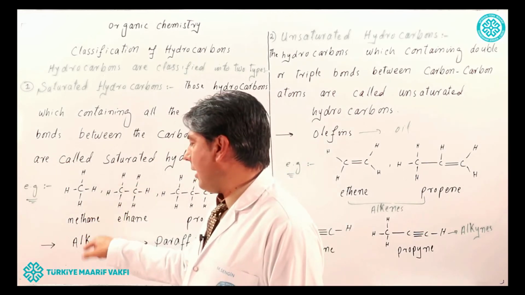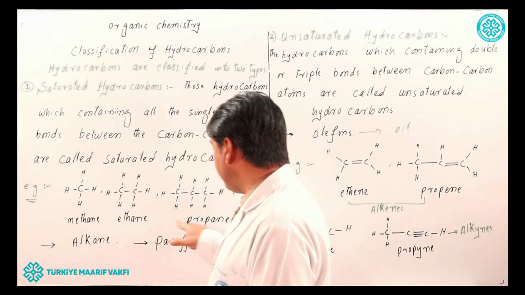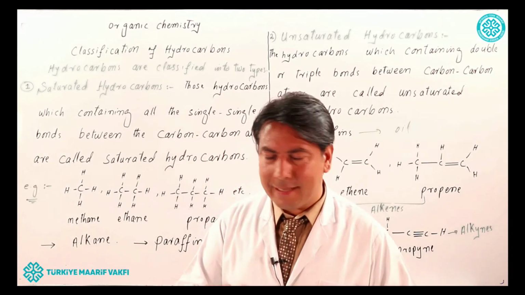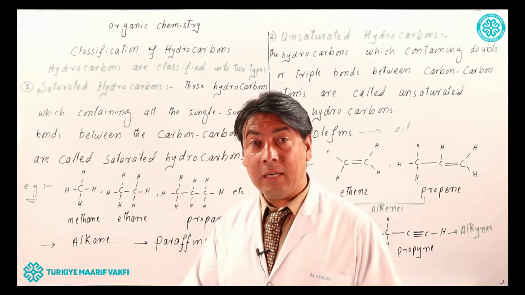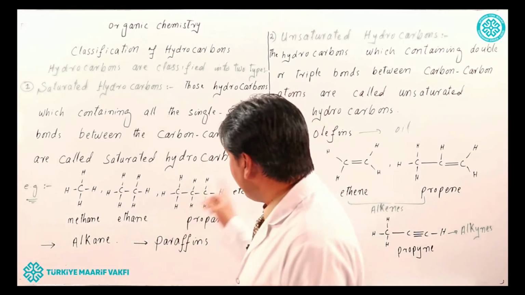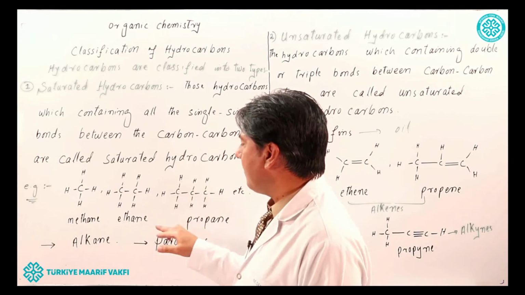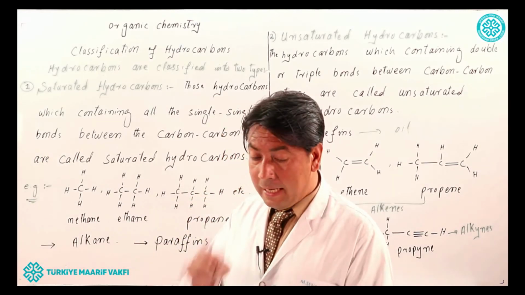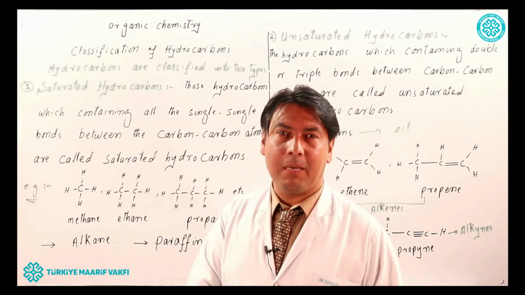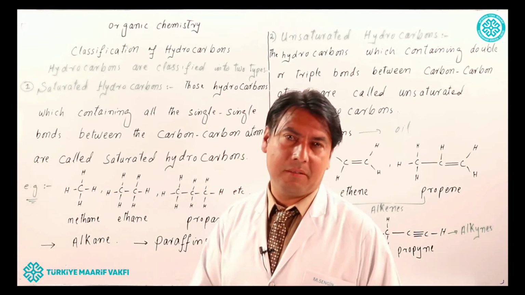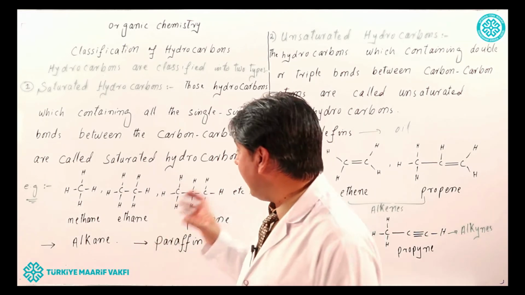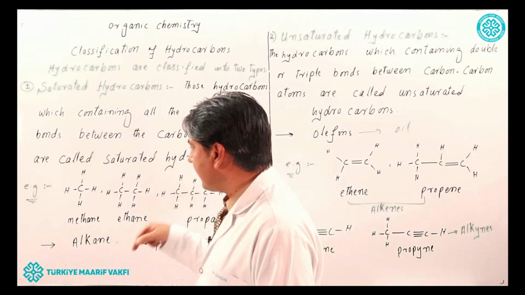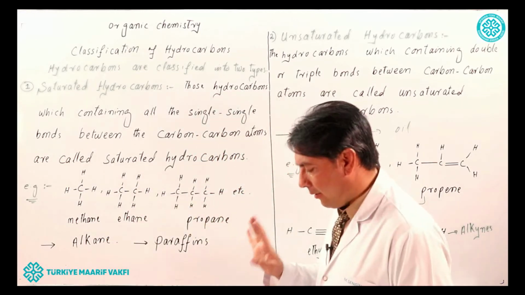So the first members of alkanes are methane, ethane, propane, butane, pentane, hexane, heptane, octane, nonane, etc. They are called saturated because all the bonds between carbon atoms are single. And each single bond is a sigma bond, and a sigma bond is a strong bond. Therefore, they cannot undergo the addition reaction. Okay, later on we will discuss alkanes completely.